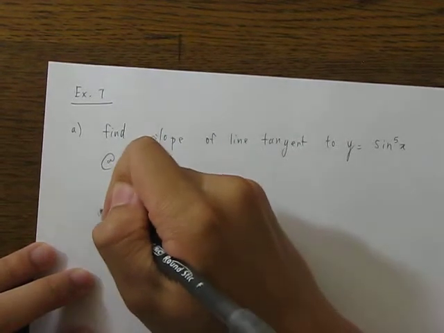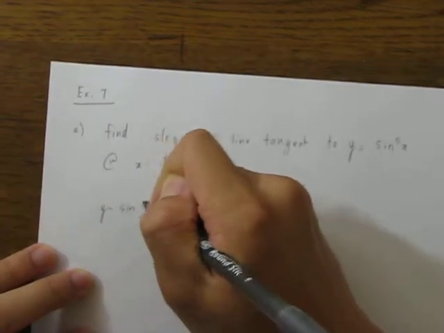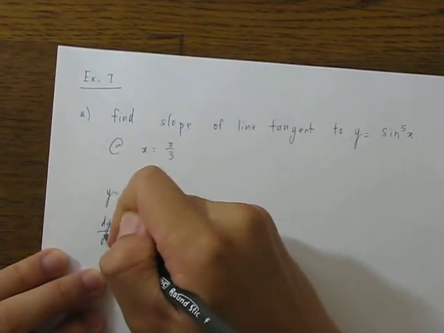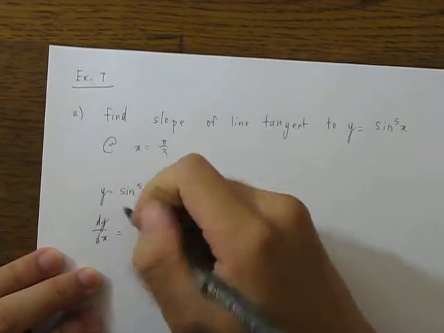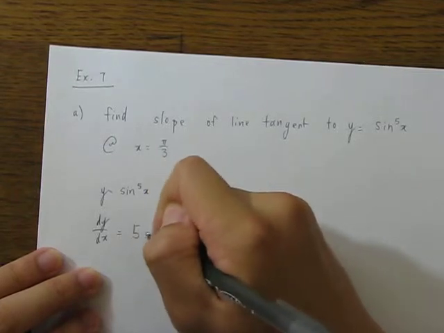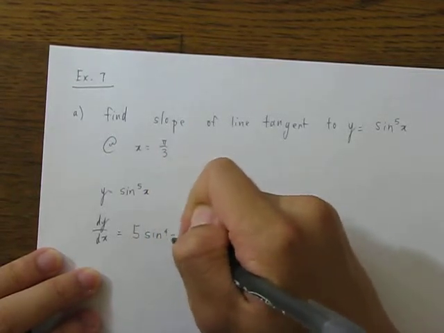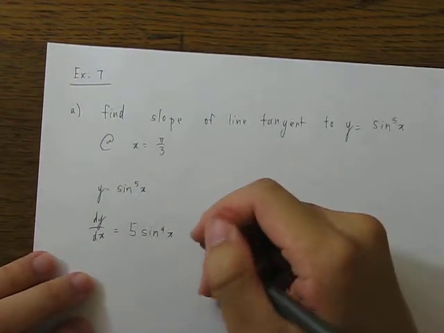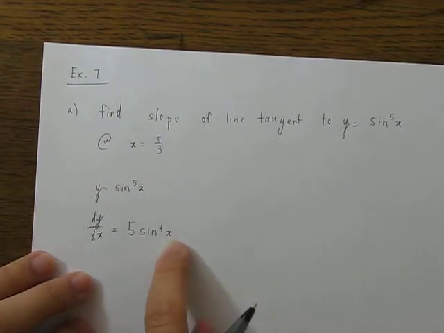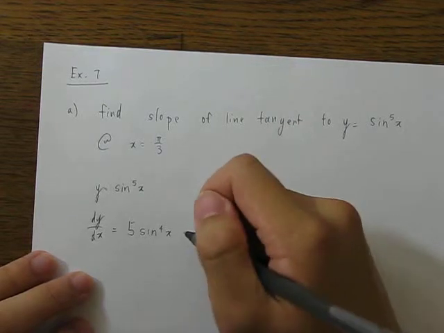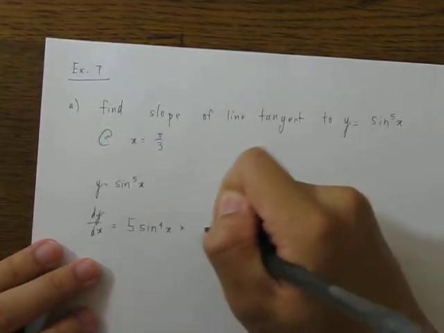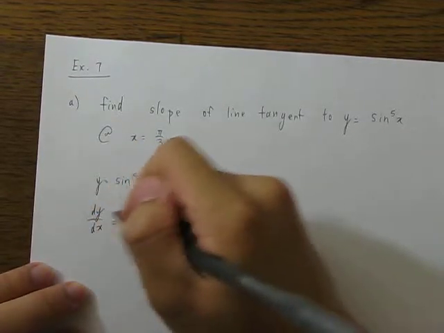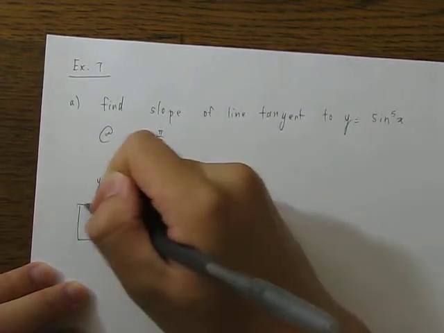This is chain rule. If y equals sine x raised to the 5th, then dy/dx equals 5 sine x to the 4th, right? You got to move that up. This is power rule, right? You have to multiply it by the derivative of the inside. So what's the derivative of sine of x? And that, of course, is cosine of x.